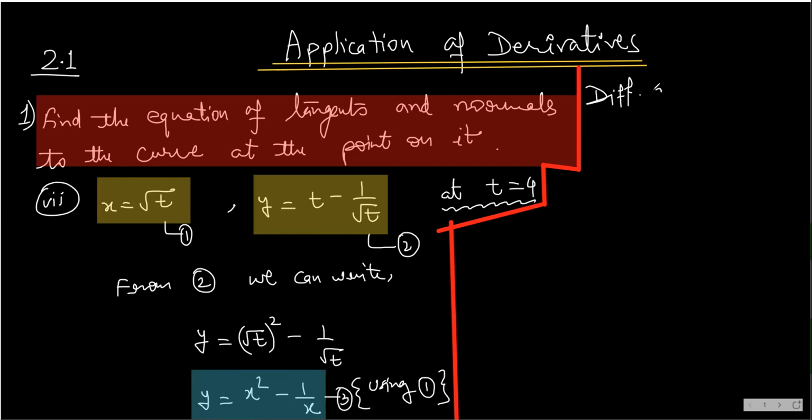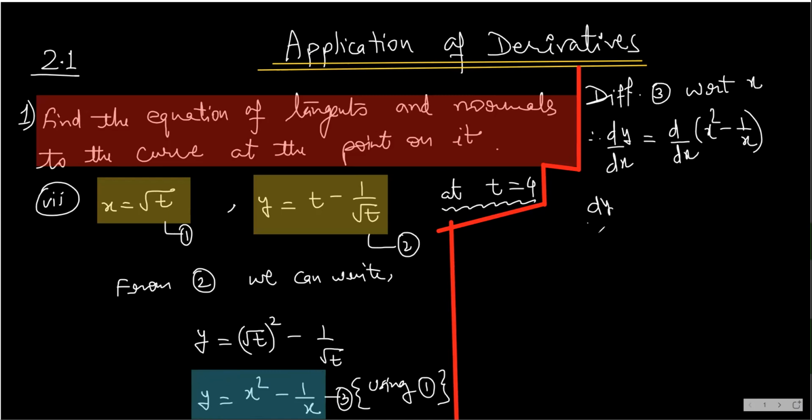Differentiating 3 with respect to x, I get d by dx of y equals d by dx of x square minus 1 upon x. So I get dy by dx equals 2x minus d by dx of 1 upon x, which is minus 1 upon x square. So I get 2x plus 1 upon x square. This is dy by dx. Okay, so students, I got dy by dx.